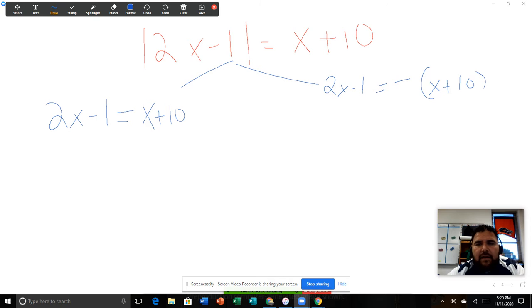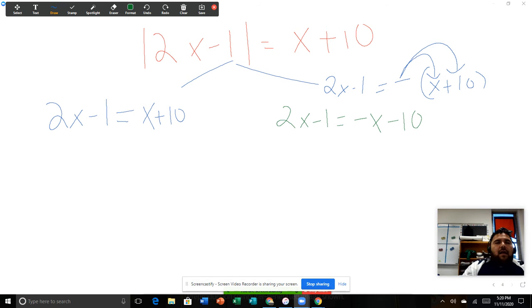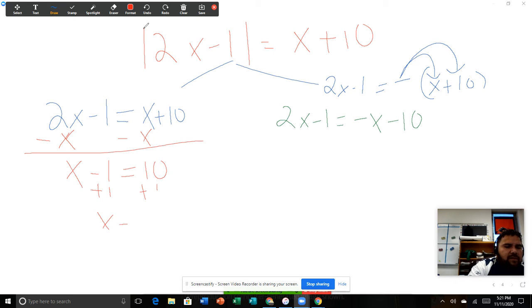Now be careful here. Distribute the negative to the x. Also distribute the negative to that positive 10. So your actual equation that you're going to solve is going to be 2x minus 1 equals negative x minus 10. Because I'm distributing that negative symbol first. Now that I have my two equations, let's start solving, right? Minus x from both sides. We get x minus 1 equals 10. Add 1 to both sides. X equals 11. So there's one of my possible solutions.